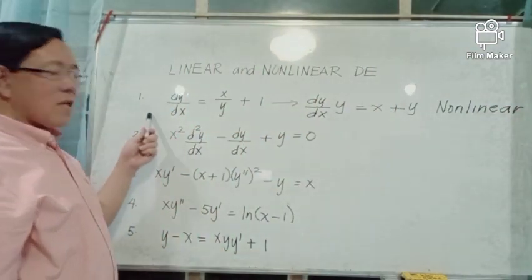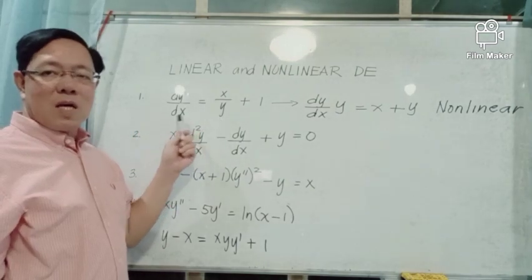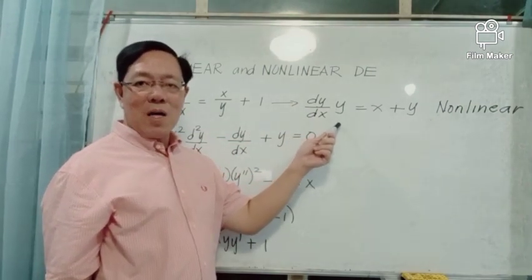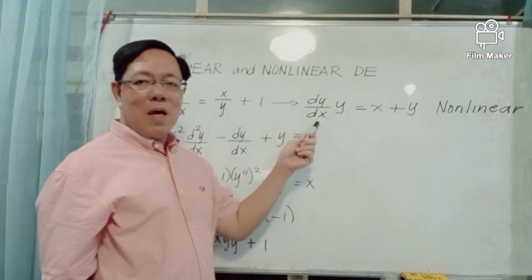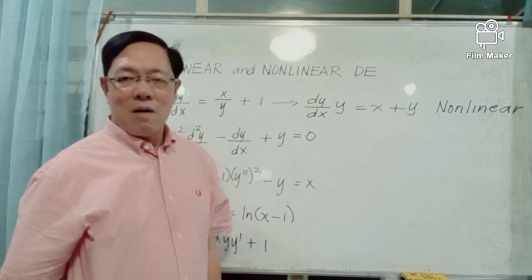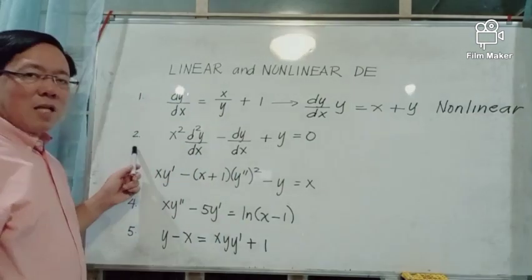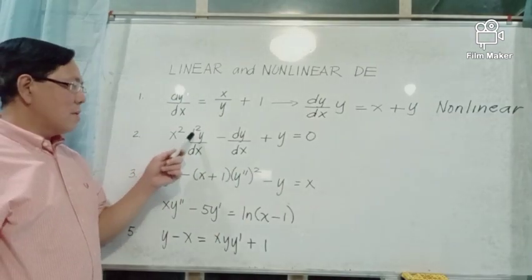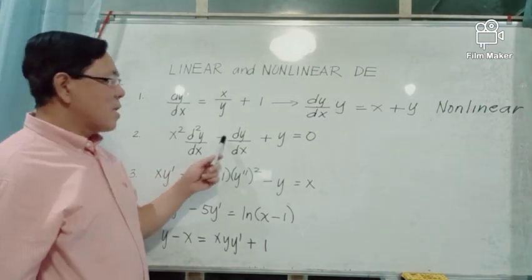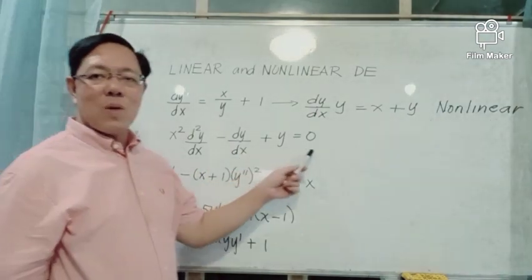Again, the differential equation in number 1 is nonlinear because if we multiply both sides of the equation by y, we obtain a product of y and its derivative. And we said that a linear differential equation does not contain any products of the dependent variable and any of its derivatives. Consider number 2, we have x squared times the second derivative of y with respect to x minus dy/dx, the first derivative of y with respect to x, plus y equals 0.